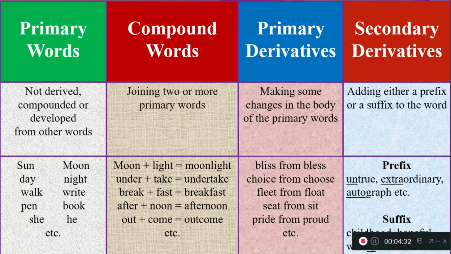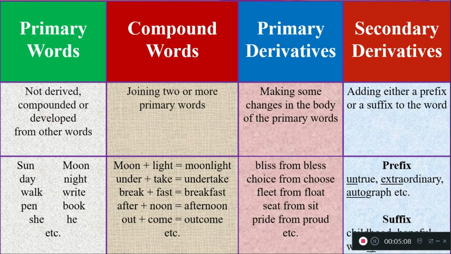Finally, secondary derivatives. Secondary derivatives are words formed by adding a prefix or a suffix to the word. I'm sure you all are familiar with the concept of suffix and prefix. Look at the example. In the words untrue, extraordinary, and autograph, un, extra, and auto are prefixes. And in the words childhood, hopeful, wisely, hood, full, and ly are suffixes. Hope you understand the basics of types of words.